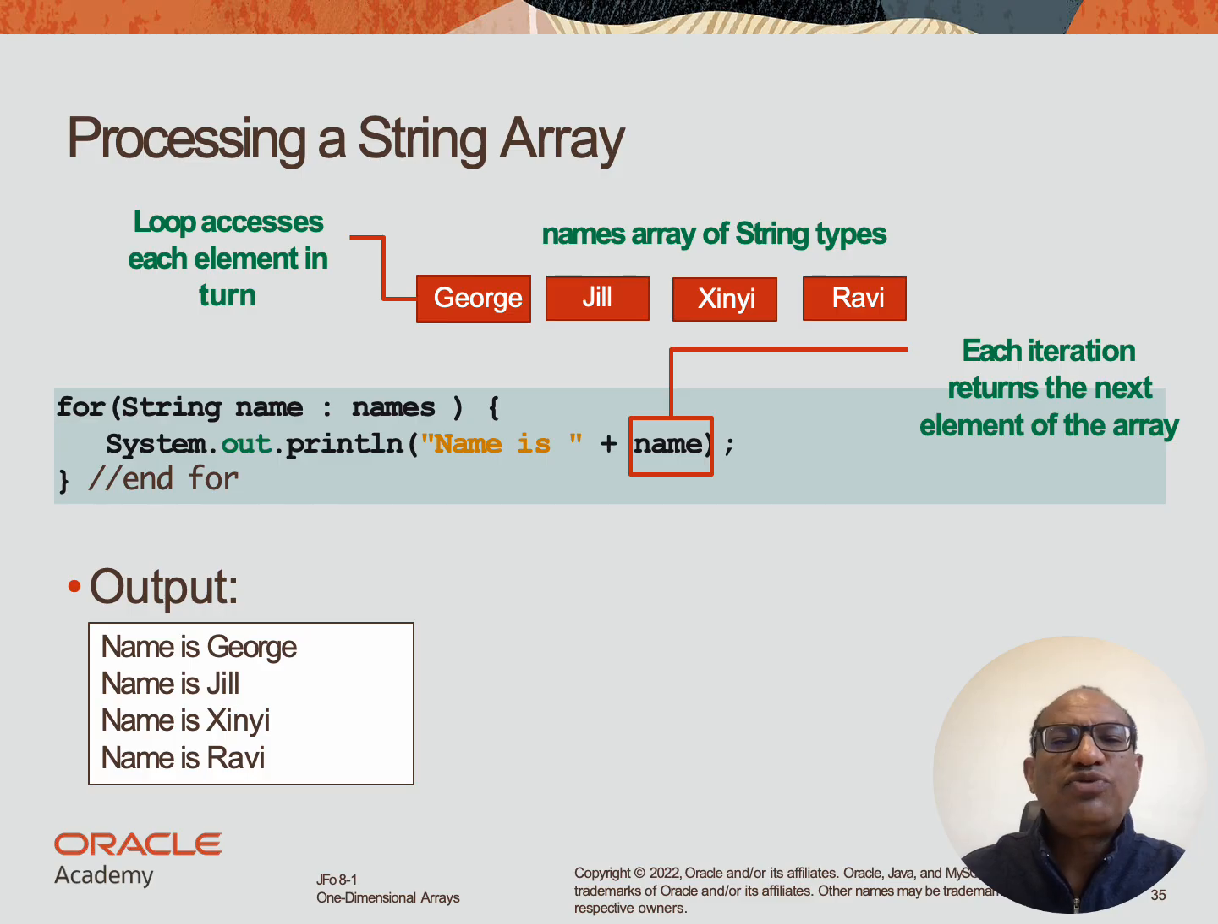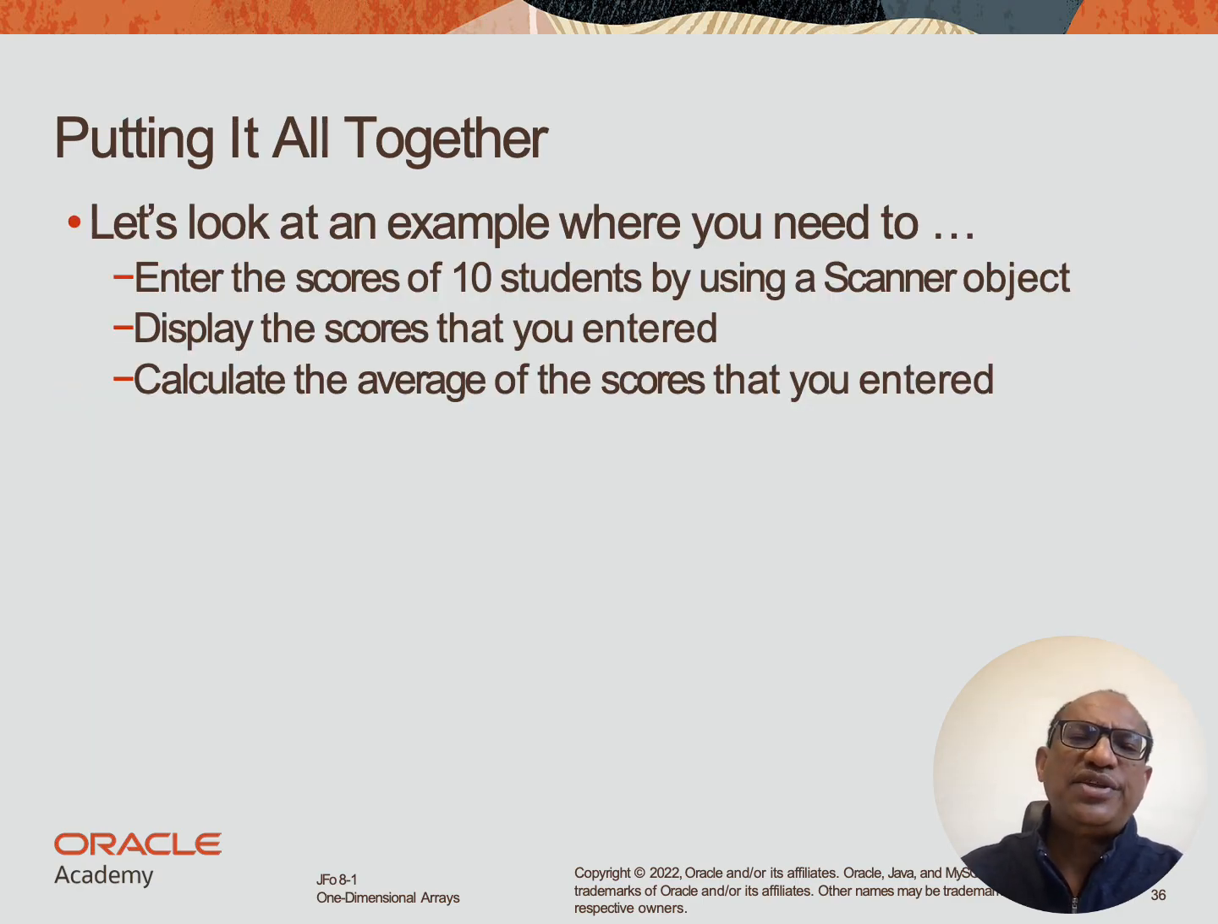The slide example shows 4 elements in the names array. The code block executes 4 times, and the name variable holds a different array element each time. Let's put it all together with a full program. Declare a double array scores for 10 students. Use a loop to input their scores. Print all scores. Use another loop to sum them and compute the average. Simple, clean, and practical.